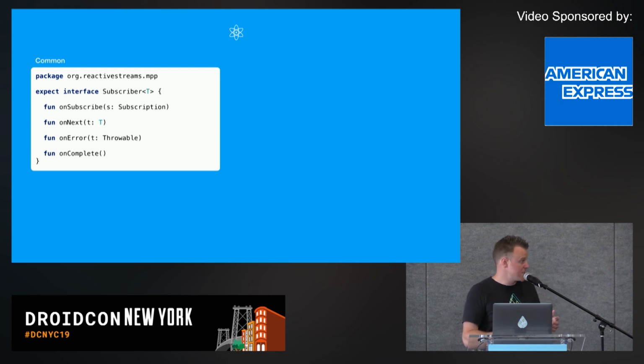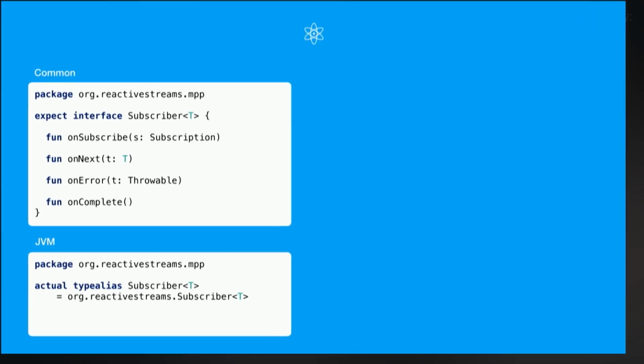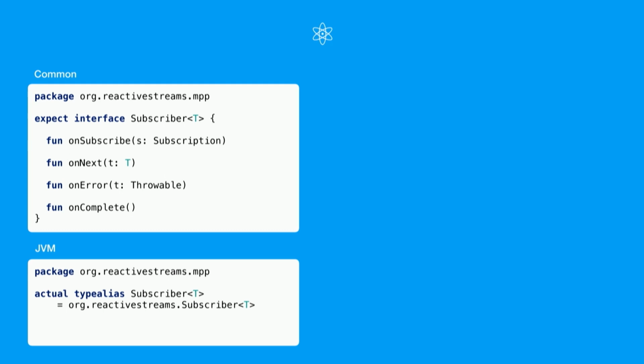So what I did is basically make it an expected implementation, and then on the JVM, that trick I said before, just type alias it to the built-in org.reactivestreams Subscriber. In that way, if you're working on the JVM and you're using LiveData, RxJava, Reactor, any of those, they work out of the box, right? You don't have to do anything. We're not re-implementing RxJava because that sounds like a nightmare, and we don't need to.